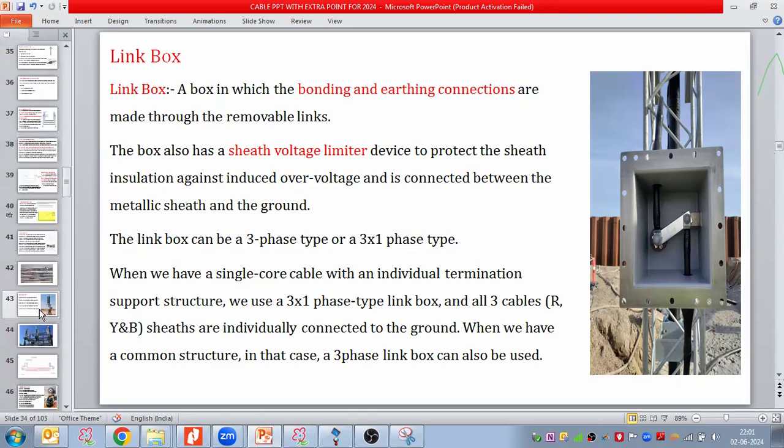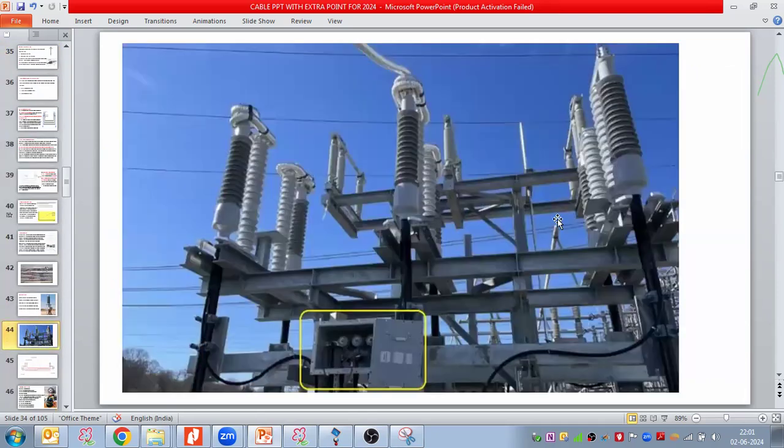I don't think I have the photo. If I have the photo, I will show you. Could you see here? This is another site photo in which there is a common support structure for all the 3 core cable. So if you see here, I'm taking this cable, this cable, this cable. It is coming in a common link box and then grounding. So this is a 3-phase type link box.